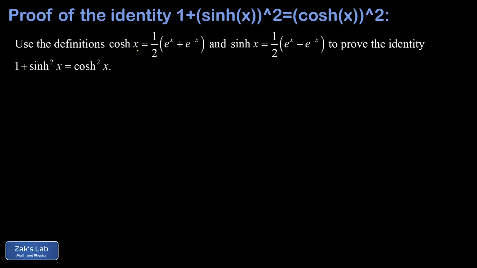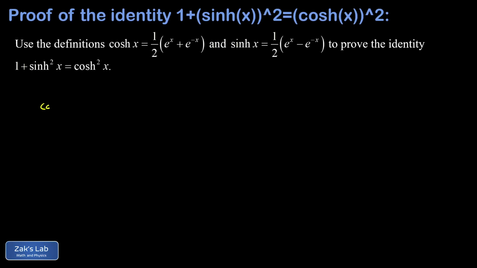And cosh x is defined in terms of exponential functions as 1/2 times the quantity e to the x plus e to the negative x. Sinh x is the same, except there's a minus sign between the exponential terms. So ideally in our proof, we want to start with the left-hand side and manipulate it until we can turn it into the right-hand side. And it really helps here to just do a little bit of prep work and figure out what cosh squared is going to look like so we can recognize it on that right-hand side.